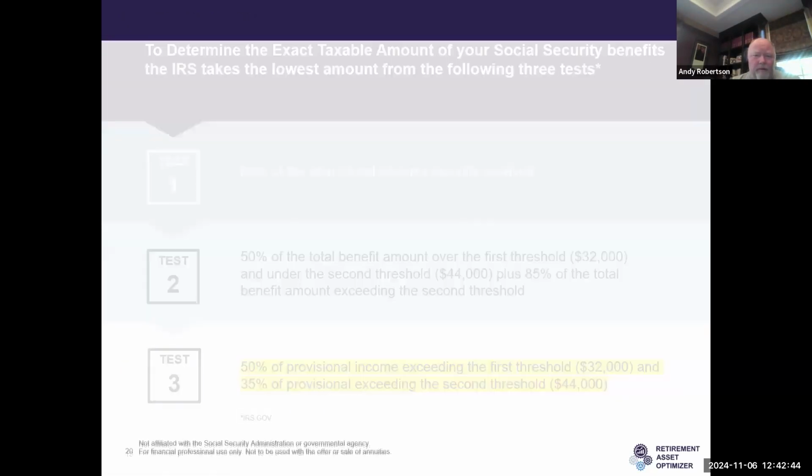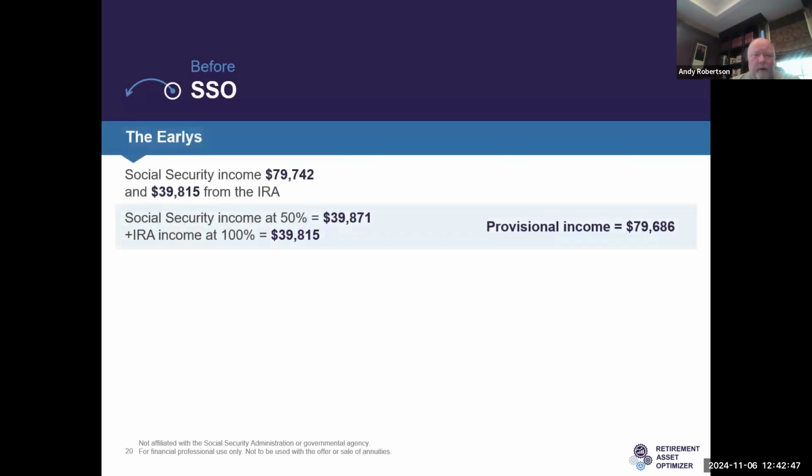I'm going to skip this and let's just look at the earlies. By the time they're 70, their Social Security income is projected to be this much. If we take the Social Security income and then all of the IRA distribution to close the gap, and we apply the provisional income formula, we take 50% of the Social Security, all of the fully taxable IRA, and we arrive at a provisional income number of $79,686. We need that number to figure out how much of this Social Security income is taxed.